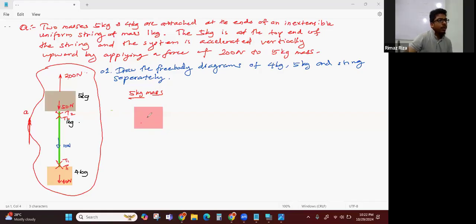Okay. Now here we want to mark the free body diagram of the 5 kilogram. Then you have to draw only the 5 kilogram mass and mark only the forces acting on it. So the forces acting on it are vertically upward 200 Newton, its weight vertically downward 50 Newton, and then the tension acting on it by the string, that is T2. So these are the forces acting on the 5 kilogram mass.